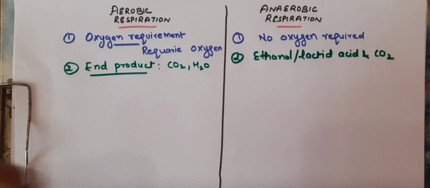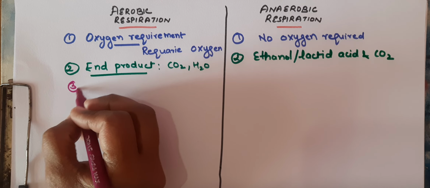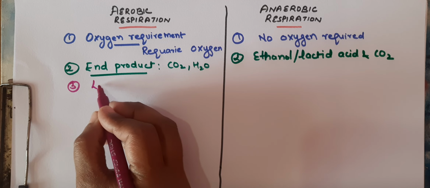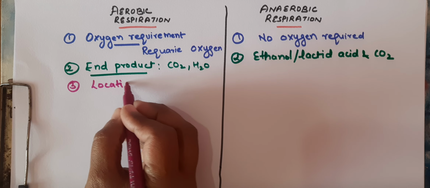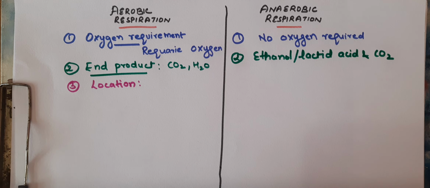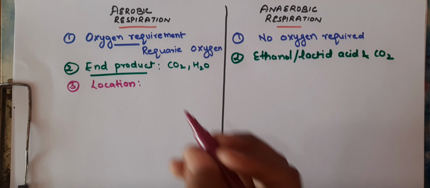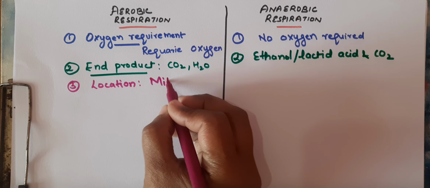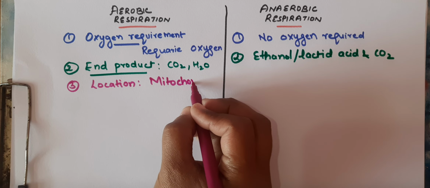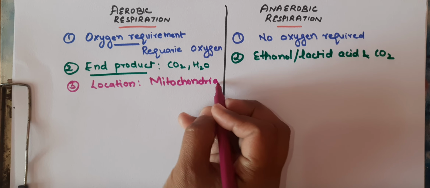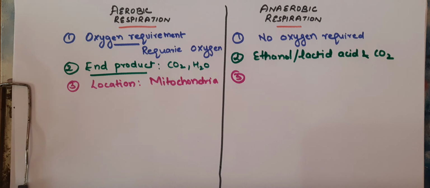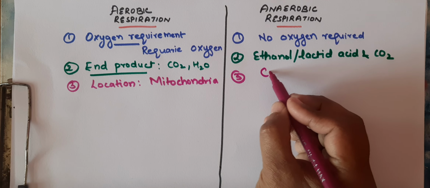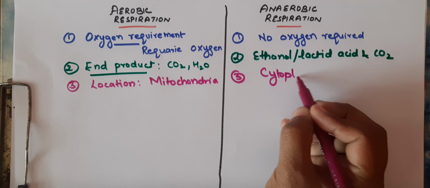Now the next important difference between the two processes is the location. Where do these processes occur? It also differs. Aerobic respiration, students, occurs in the mitochondria, whereas anaerobic respiration happens in the cytoplasm.